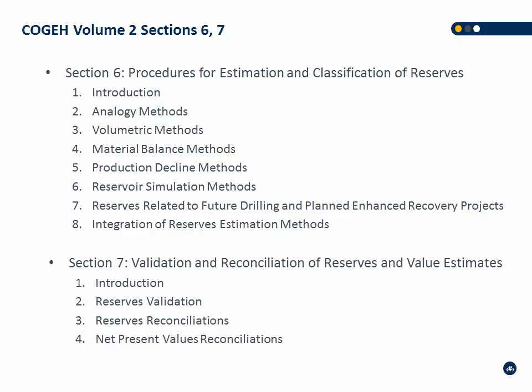So analogy is all about finding the appropriate reservoir somewhere else that has more data that you can apply to your subject reservoir. Volumetric methods starts with basically the rock volume of the reservoir, integrates pore volume and fluid distributions, and gives you an overall OGIP or OIP, an original gas in place or an original oil in place for the whole reservoir or the whole section of the reservoir that you're looking at, and then applies recovery factors.